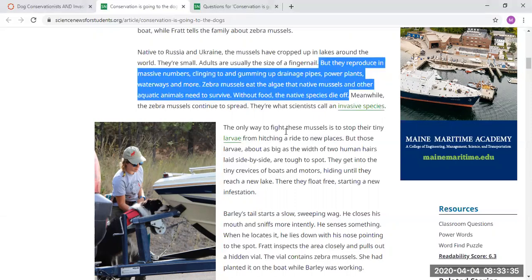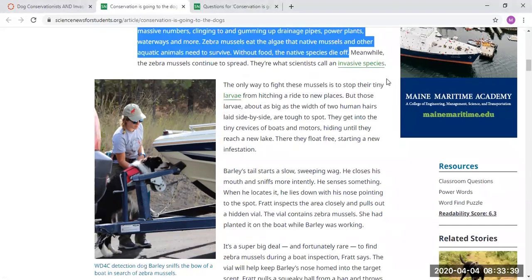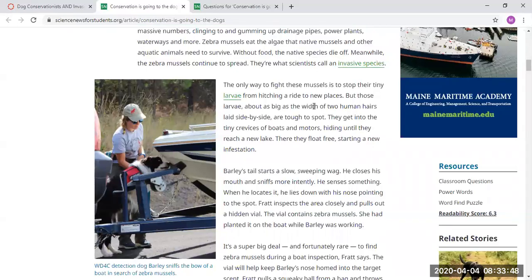Okay, the next paragraph. It says the only way to fight these mussels is to stop their tiny larvae from hitching a ride to new places. But those larvae, about as big as the width of 2 human hairs laid side by side, are tough to spot. They get into tiny crevices of boats and motors, hiding until they reach a new lake. There they float free, starting a new infestation.